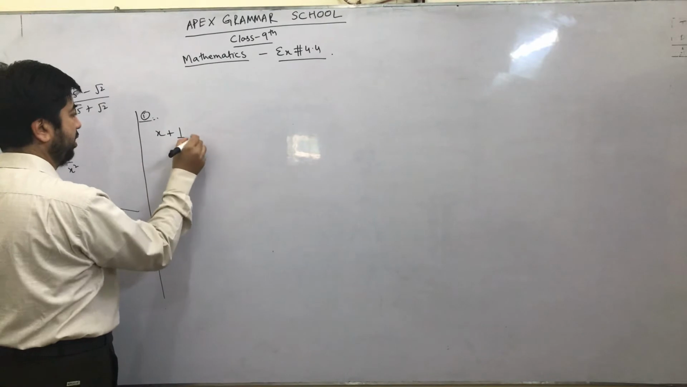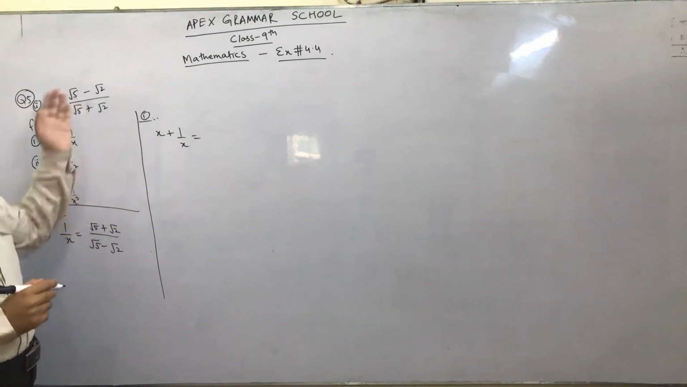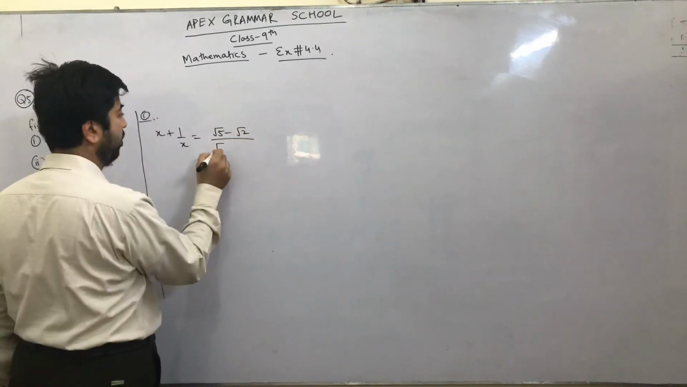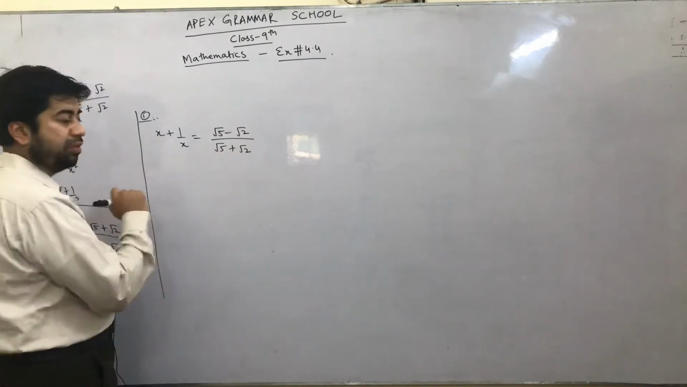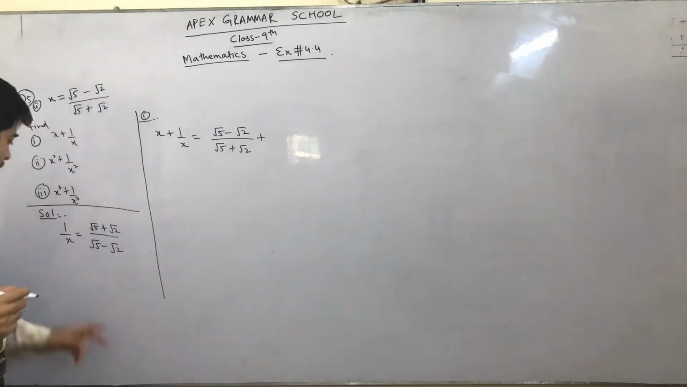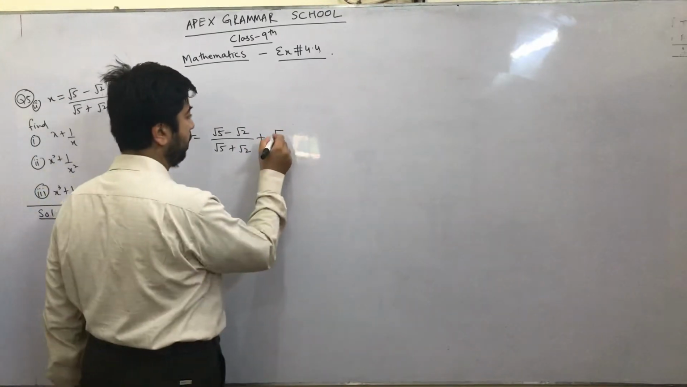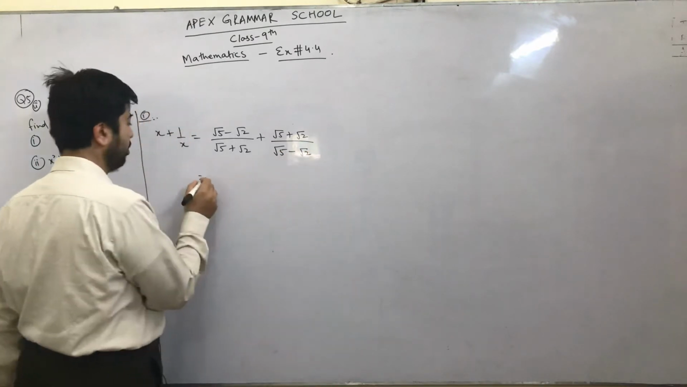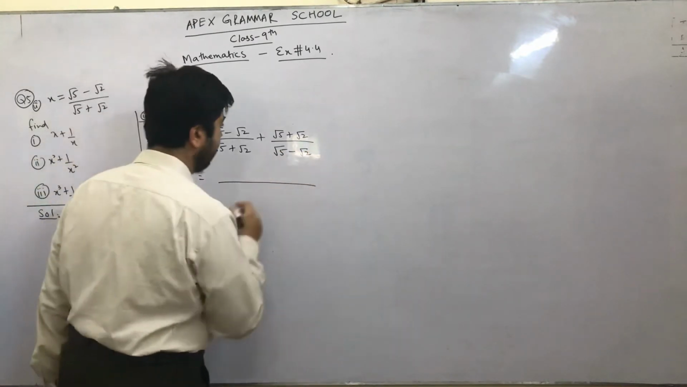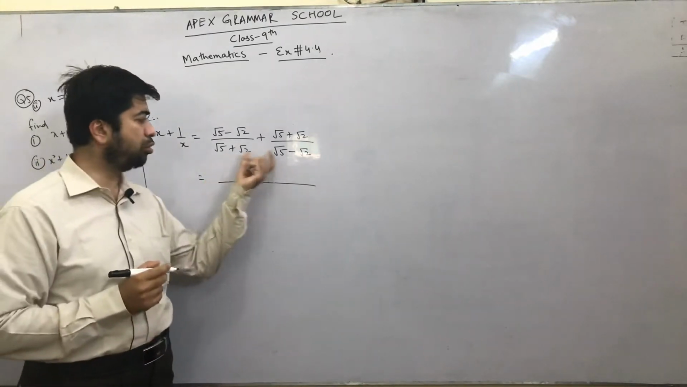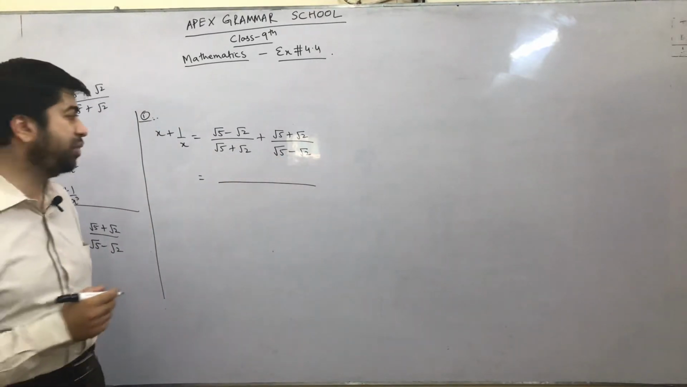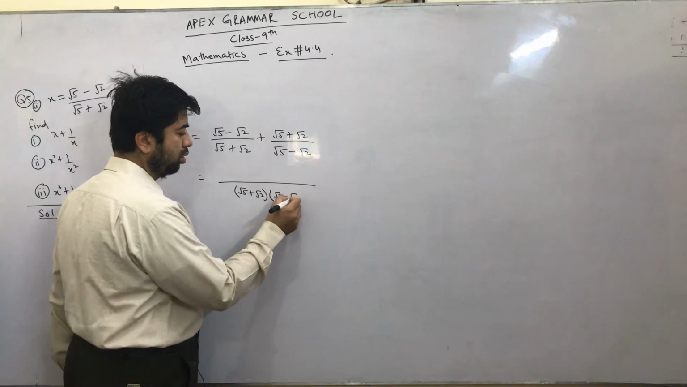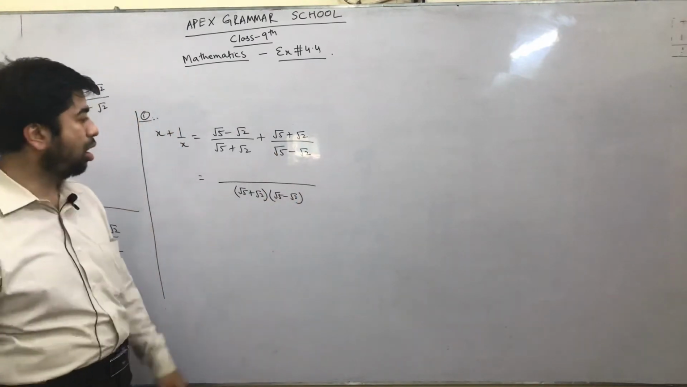x plus 1 over x. What is the value of x? You see that square root 5 minus square root 2 over square root 5 plus square root 2. After that, positive sign. And what will be the value of 1 over x? 1 over x, that is square root 5 plus square root 2, and in denominator, square root 5 minus square root 2. Now, taking LCM. What will be the LCM? Square root 5 plus square root 2 and square root 5 minus square root 2 are both different values, so their LCM will be both these expressions.